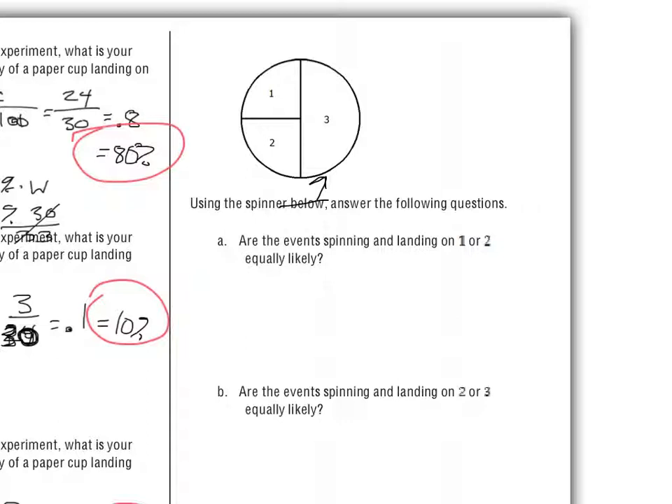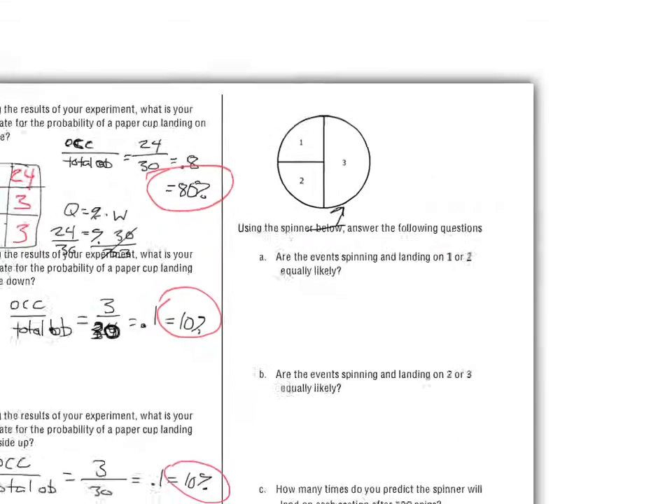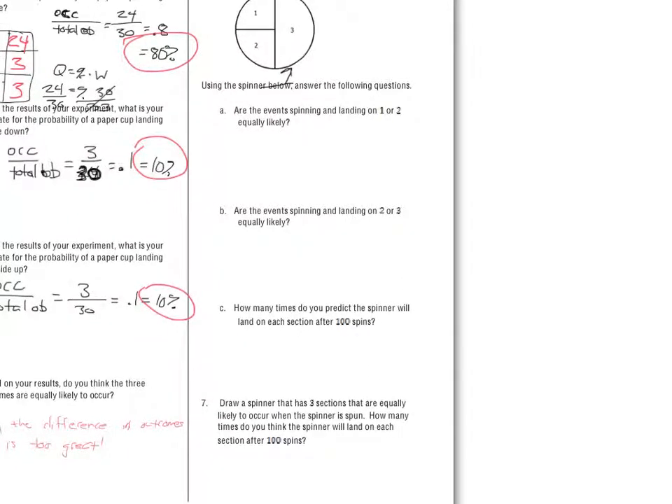Now, here when it's talking about equally likely, it's comparing two specific events. It's not saying equally likely to the whole, okay? So make sure that you're being careful as you're looking at that. Are the events of spinning and landing on a 1 or 2 equally likely to occur? Actually, I want you guys to go ahead, and I think you should be able to answer questions A, B, and C all on your own.